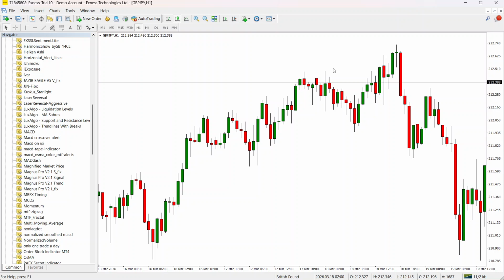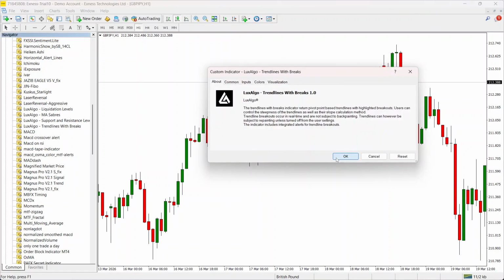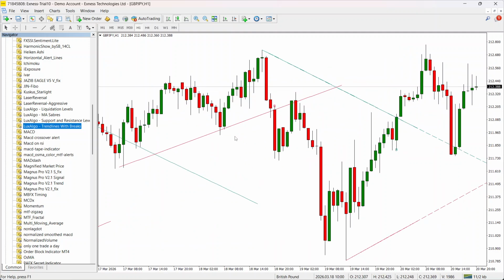This tool helps you draw and monitor key trend lines and then visually highlights when price breaks those lines, giving you structured insights into potential reversals, breakouts, and trading opportunities. I'll load the indicator on the chart so you can see how it looks in real time.